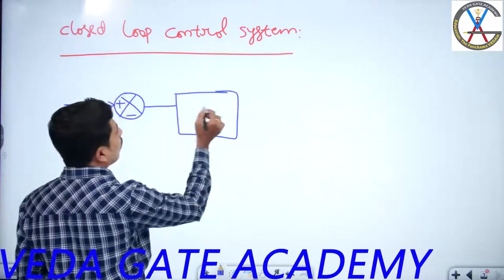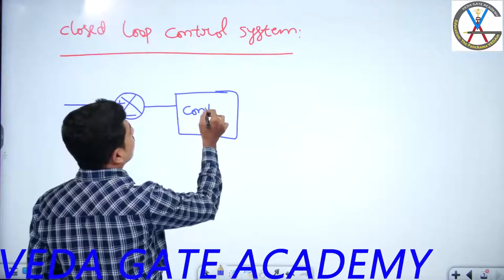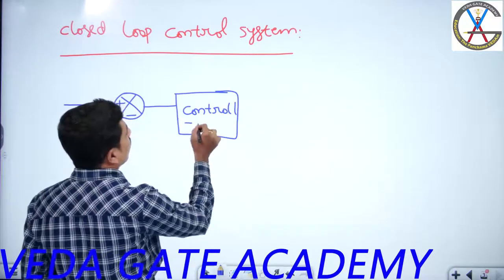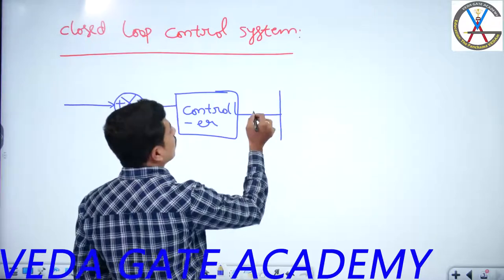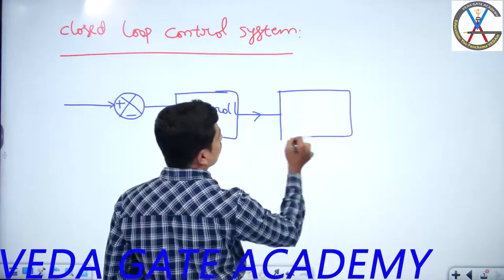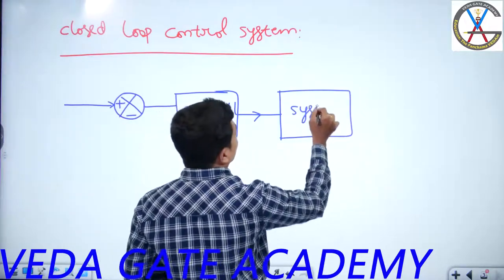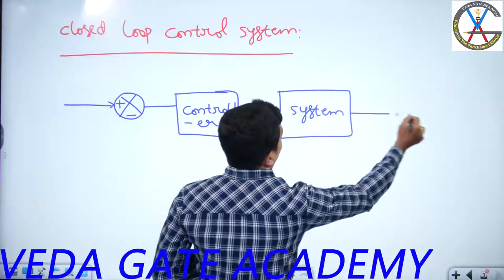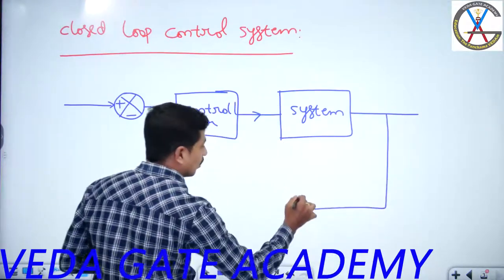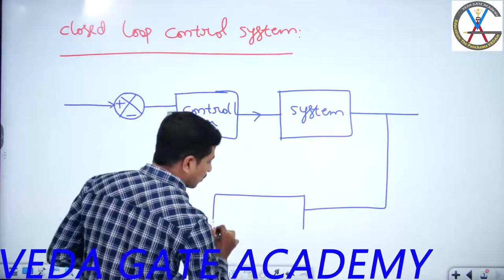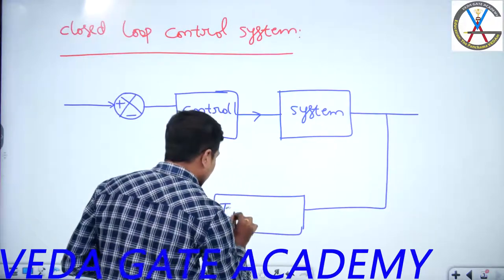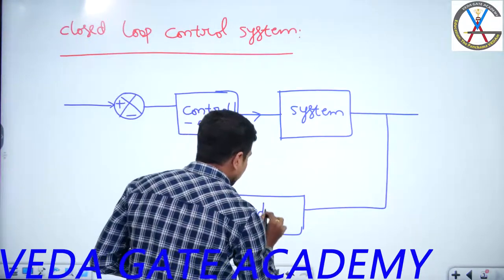We take a controller. Yes, let me write here. We'll simplify it after writing the controller. After this, we take a system. In the feedback, what do we take? A transducer, yes. A transducer we take.